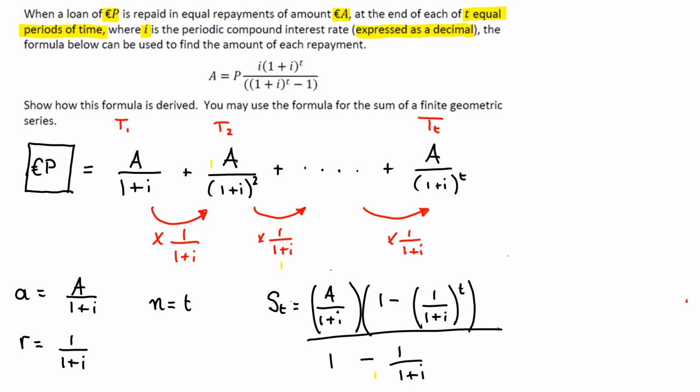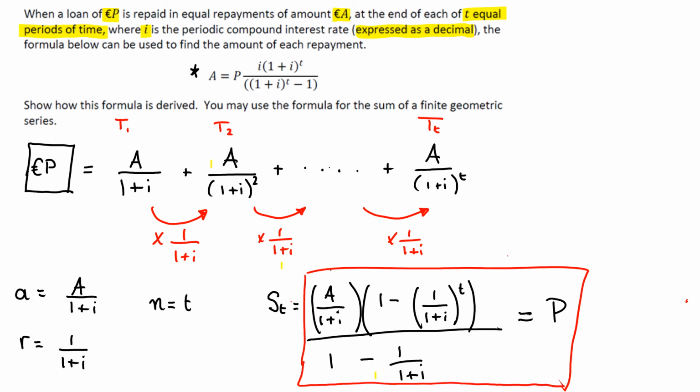So that is our formula, and we want to take that formula and work it through to basically make it look like this. So notice that there's no S of t there. In that formula, that's going to be equal to P, the total amount of the loan. We're now going to take this piece here and work with it until we make it look like what's in the question.